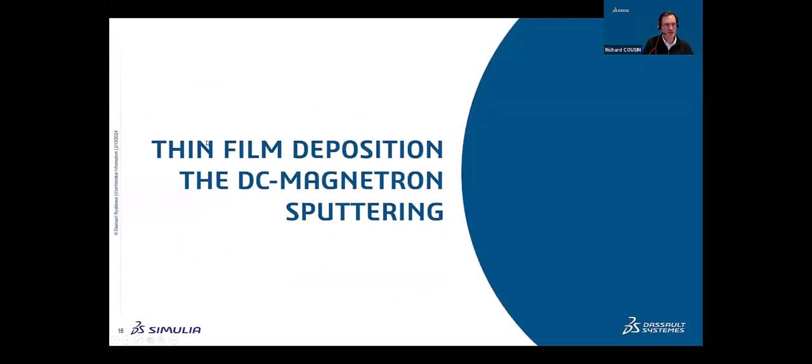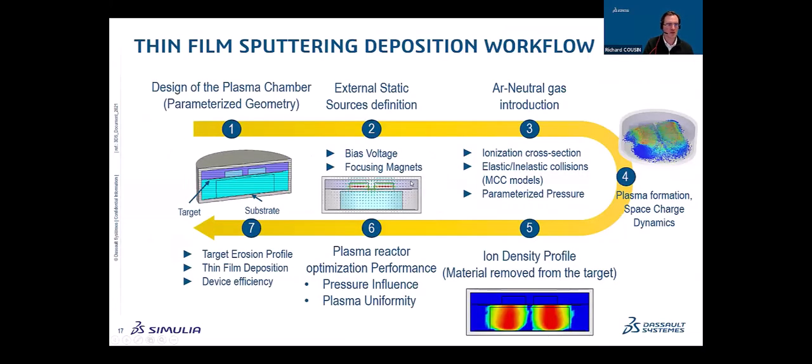Let's now analyze a particular example which is related to DC magnetron sputtering. So the workflow is the following. We have here the design of a plasma chamber. So then this can fully be designed, or you can even import your structures or link this to your CAD tools that you are commonly using, which would be whatever CATIA or SolidWorks. And then you can set here the external static sources definition. Then you see here on the picture, you have, for instance, the static magnetic field, which is then here performed with the focusing magnets that we have introduced.